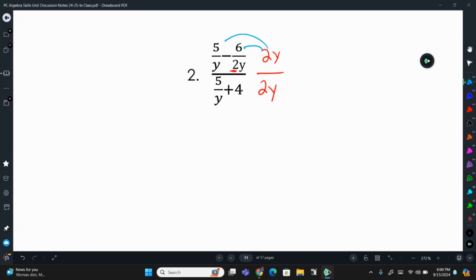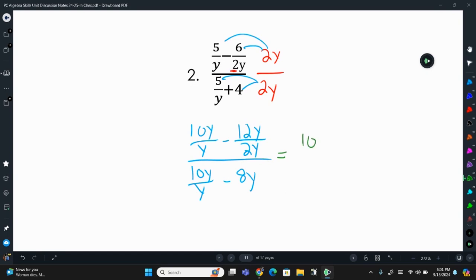So then we distribute to everything. That's going to give us 10y over y minus 12y over 2y, over 10y over y again, and then minus 8y. And then we reduce all of our fractions here. 10y over y reduces to 10. 12y over 2y is going to be 6. And then 8y over y will be 10 minus 8y.